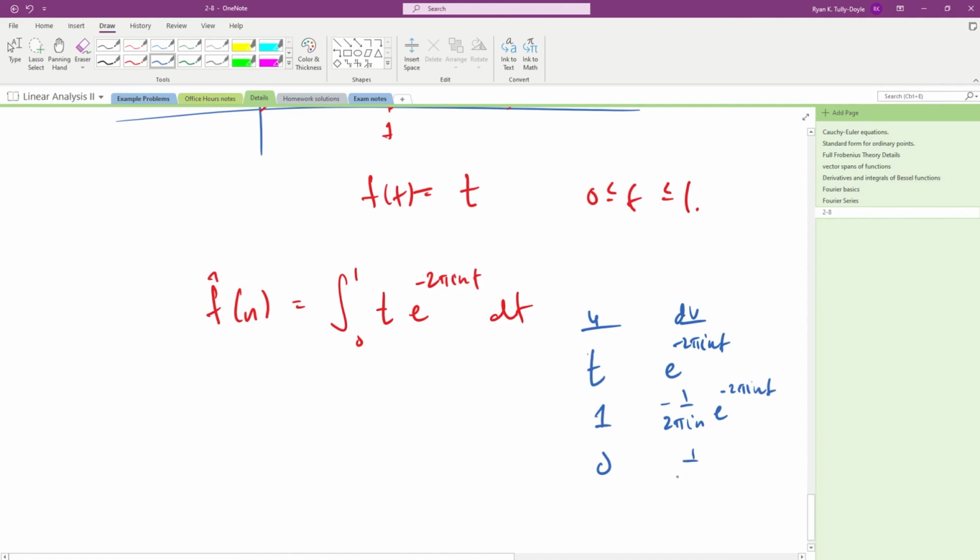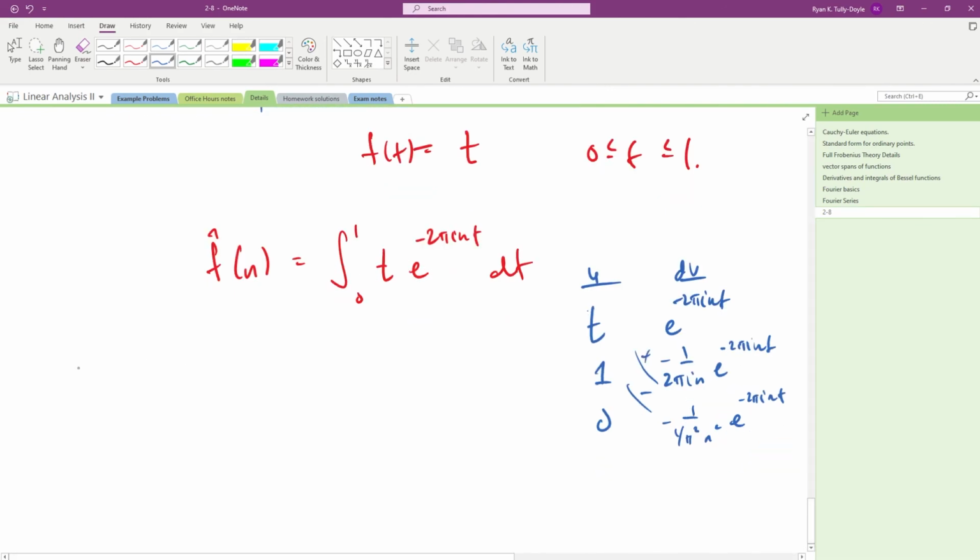1 over 4 pi squared n squared with a negative in front of it, e to the minus 2 pi i n t. Construct your terms. This is a plus, this is a minus, and so you end up with the integral. And so you end up with t over 2 pi i n e to the minus 2 pi i n t evaluated from 0 to 1 minus, which is really a plus, 1 over 4 pi squared n squared e to the minus 2 pi i n t evaluated from 0 to 1.